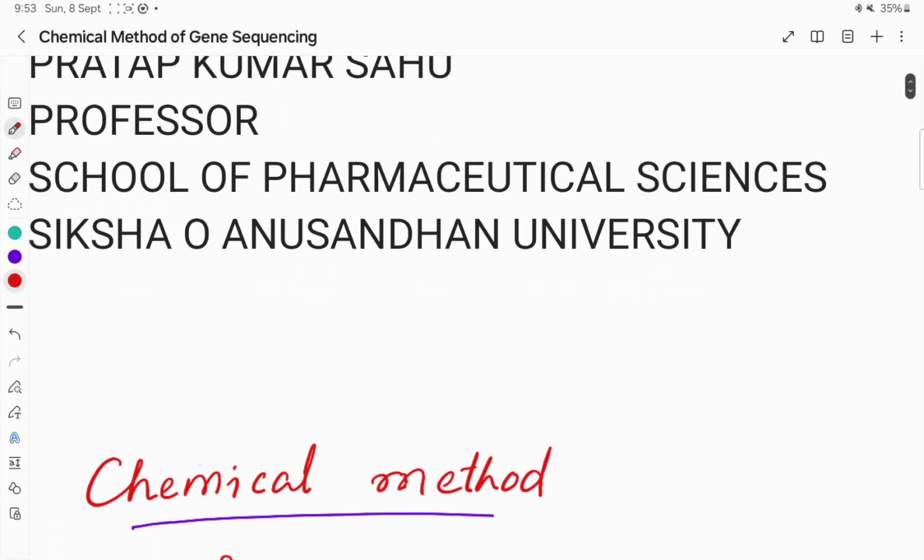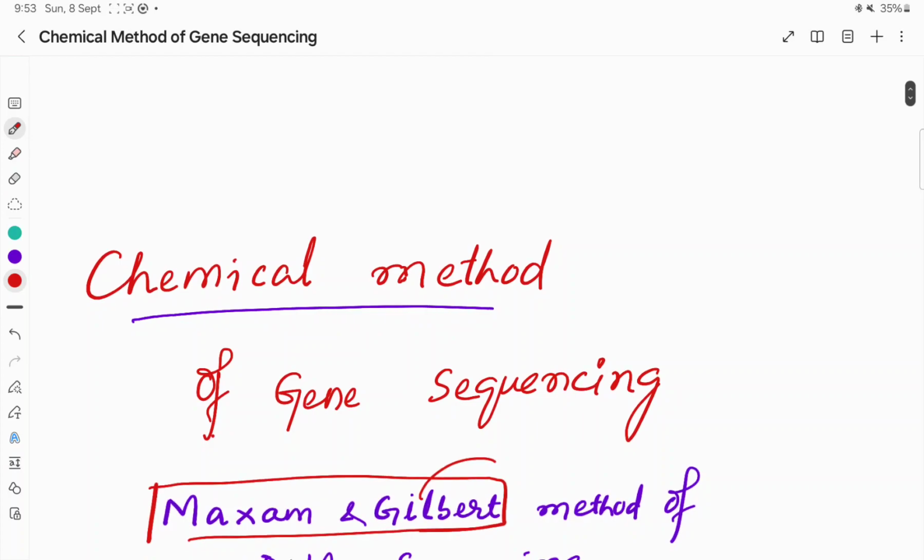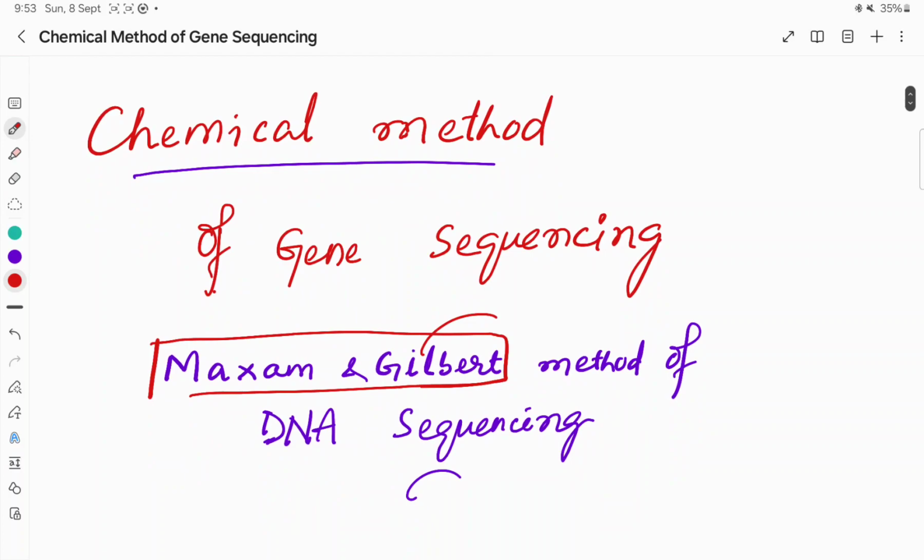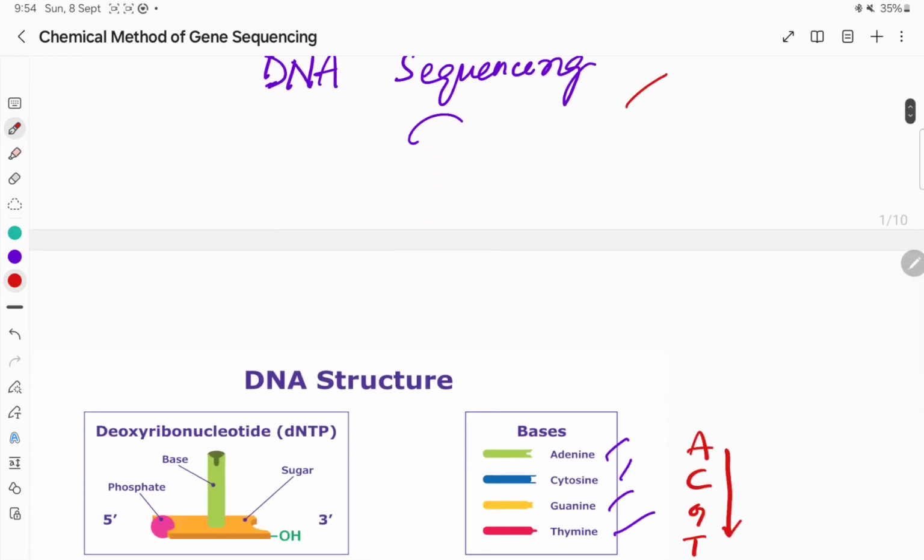Today we are going to study the chemical method of gene sequencing. There are two methods of gene sequencing. One is the dideoxy chain terminator method and the second is the chemical method of gene sequencing. And this chemical method was developed by Alan Maxam and Walter Gilbert, and accordingly it is named as the Maxam and Gilbert chemical method of DNA sequencing or gene sequencing.